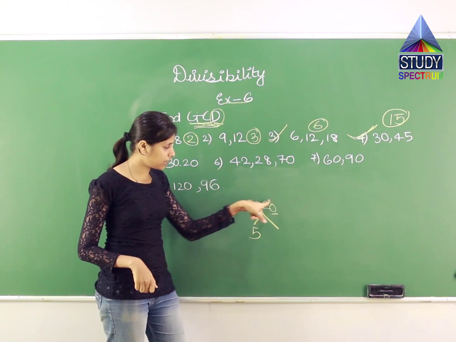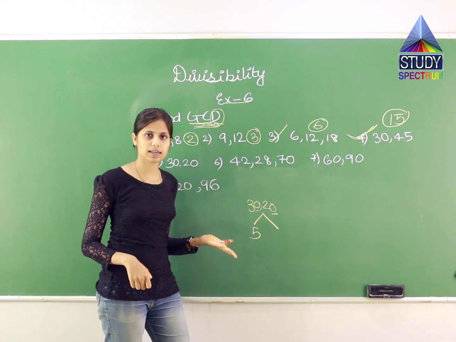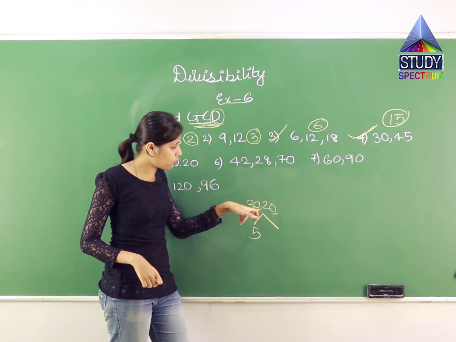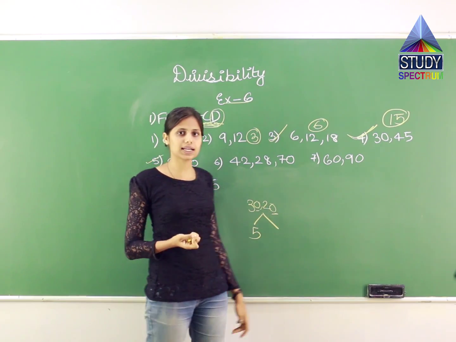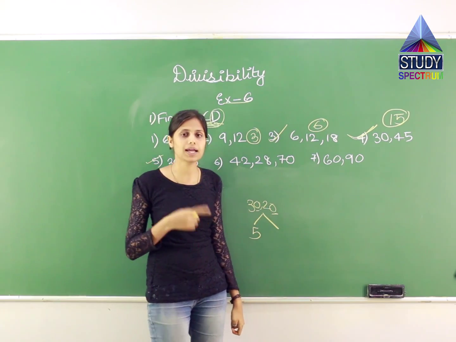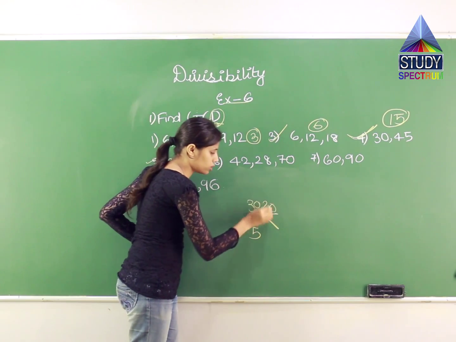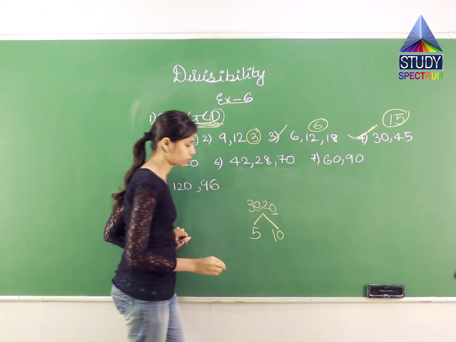So tell me, 30 and 20, 10 के टेबल में आ सकते हैं क्या? Yes, because they both have 0 at the end, and that is what I need in the table of 10, right? Divisibility by 10. So I can say that these both numbers are divisible by 10.